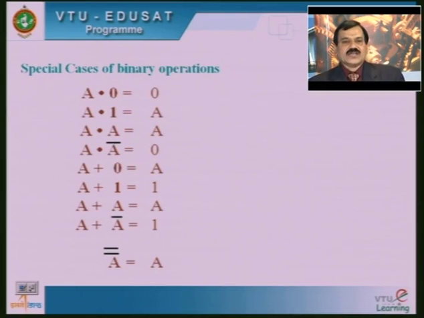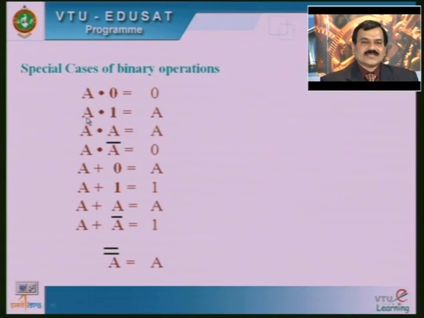Now some special cases of binary operations. The first operation can be explained like this: A dot B is nothing but A into B, where A is a variable and in place of B we have given a 0. That value is already fixed. So A dot 0 can only be 0, because A may have the value 1 or the value 0. It doesn't matter, because 1 multiplied by 0 or 0 multiplied by 0 becomes 0. Hence A dot 0 is represented as 0.